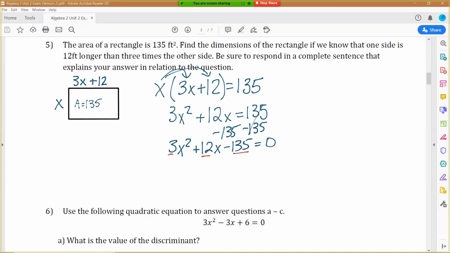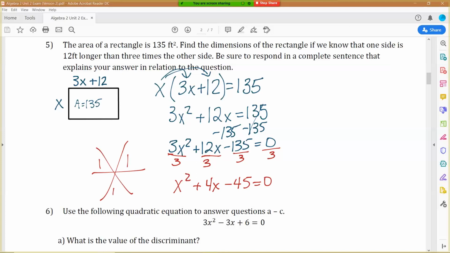So we're just going to divide all 3 terms on the left side and the term on the right by 3 to simplify. So that gives me x squared plus 4x minus 45 equals 0. That's what we're going to use in our asterisks. So in our asterisks, we're going to have 1, 1, 4 in the bottom middle, -45 in the top middle. And then we're looking for two numbers that multiply to give us negative 45, but add to give us 4.